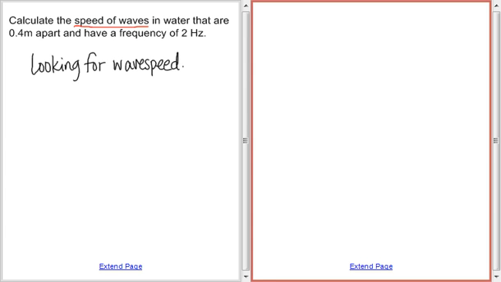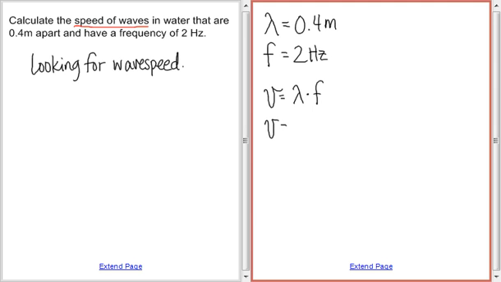Now, based on what we're given, we know that the length of our waves, or lambda, is equal to 0.4 meters. We also know that our frequency here is 2 hertz, or 2 waves every second. If we are looking for wave speed, we have an equation for that. It's already given to us. We know that our wave speed is equal to lambda times frequency. This is a very, very simple plug and chug type of thing. So the speed of that wave is equal to 0.4 times 2, which, if you do the calculations, ends up being 0.8 meters per second.